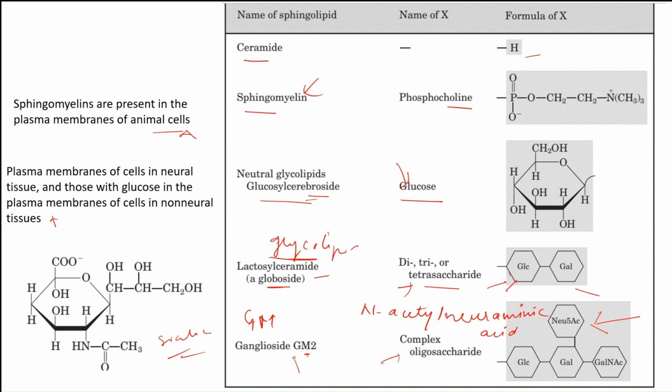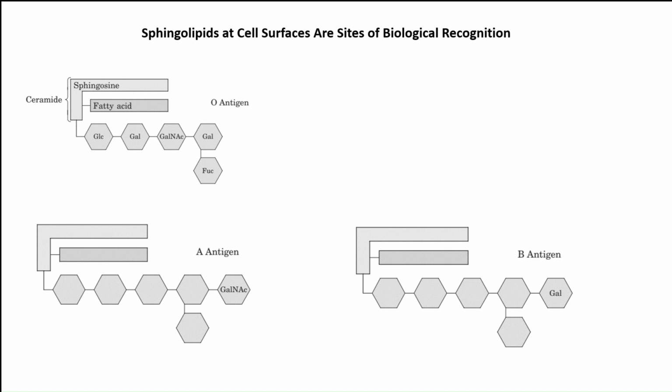If in the structure 2 molecules are present, then we call it GD. If 3 molecules are present, we call it GT. So ganglioside GM, ganglioside GD, ganglioside GT. So this GM, GD and GT tells us how many molecules of sialic acid are present in the sphingolipid. Now, sphingolipids at the cell surface are the sites of biological recognition.